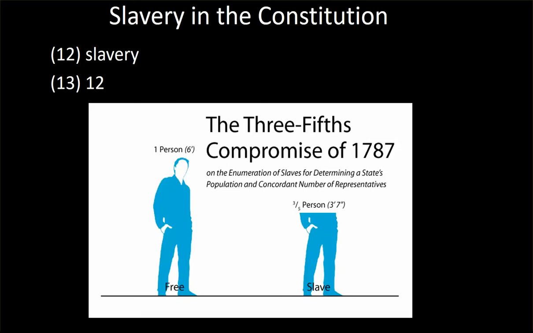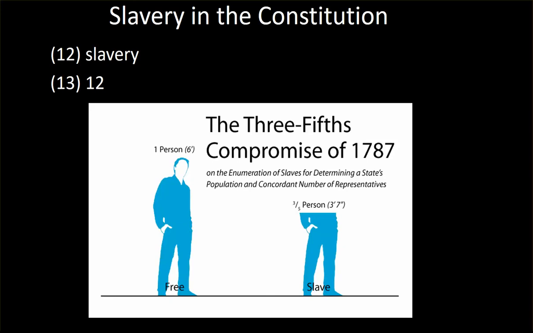The 3/5 compromise said that 3/5, 60%, of the slave population will be counted toward a state's representation in Congress and its electoral votes. So what this means is states that have a lot of slaves are going to get extra seats in Congress based on these people who are not allowed to vote. States with a lot of slaves are going to get extra electoral votes for president based on the existence of these people who aren't allowed to choose the president. The 3/5 clause greatly enhanced the power of the southern states.